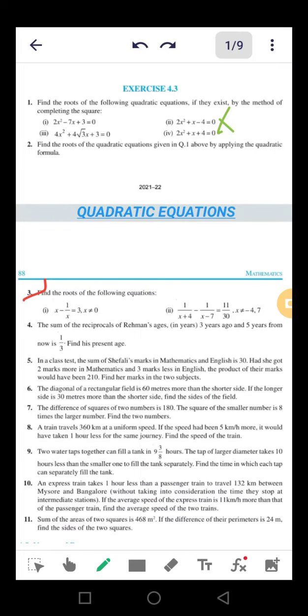In the next sessions, we'll continue with the remaining questions of this exercise.